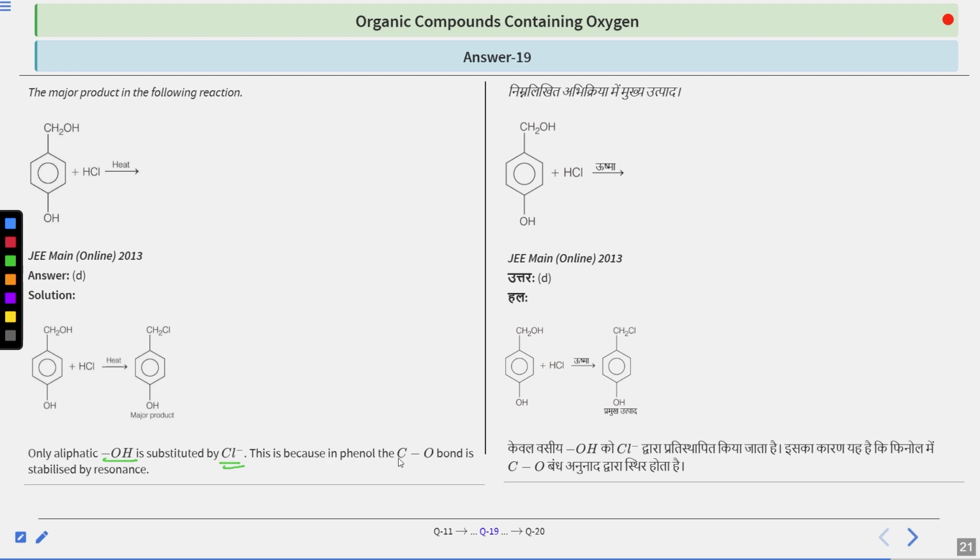This is because in phenol, the C-O bond, like at the para position where we have OH, is stabilized by resonance. That's why it will not break and it will not get substituted by the Cl. Only the hydroxyl group attached to the aliphatic chain gets substituted by the chlorine, and that's why we will get our final major product as the benzene ring having CH2Cl and OH at the para positions. Thus, we have our correct answer as option D. Moving on to our next question.